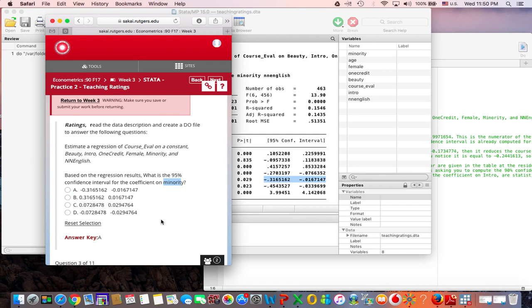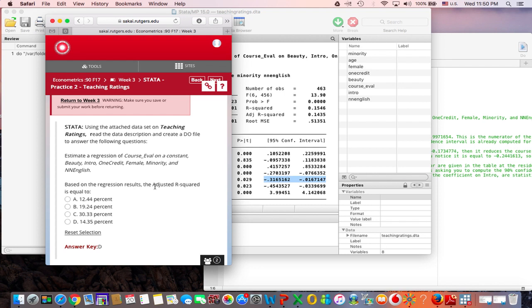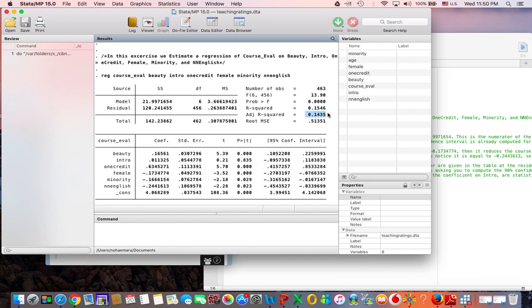The next question, 3, is based on the results of the adjusted R-square. The adjusted R-square is right here, so once you have the output, you will get R-square and the adjusted R-square. It's better to look at the adjusted R-square because it doesn't have to increase every time you include an extra regressor, which is good because you don't want an R-square that is always inflated.